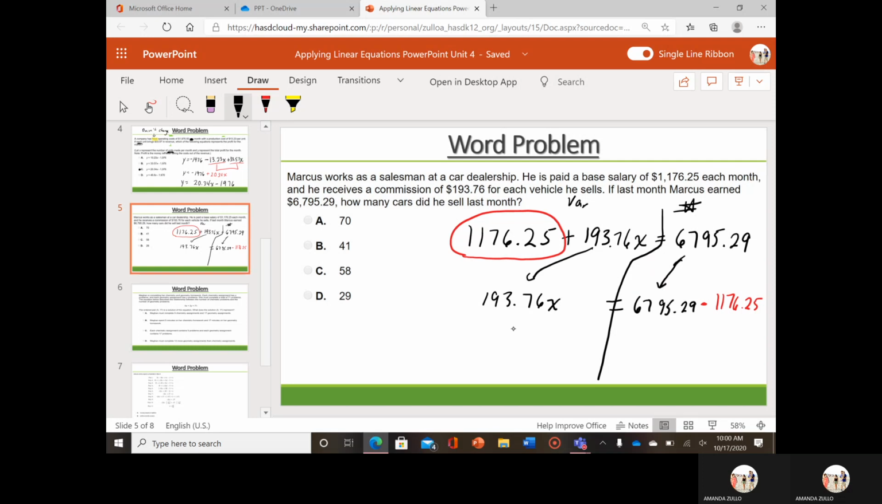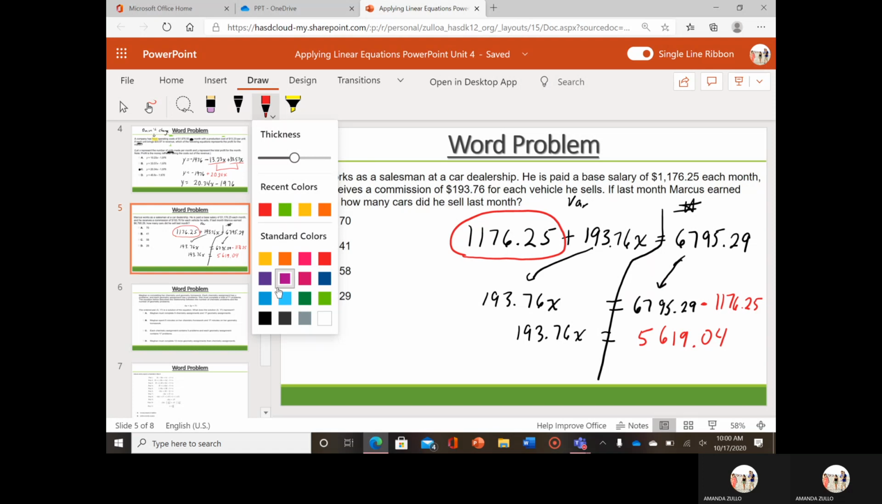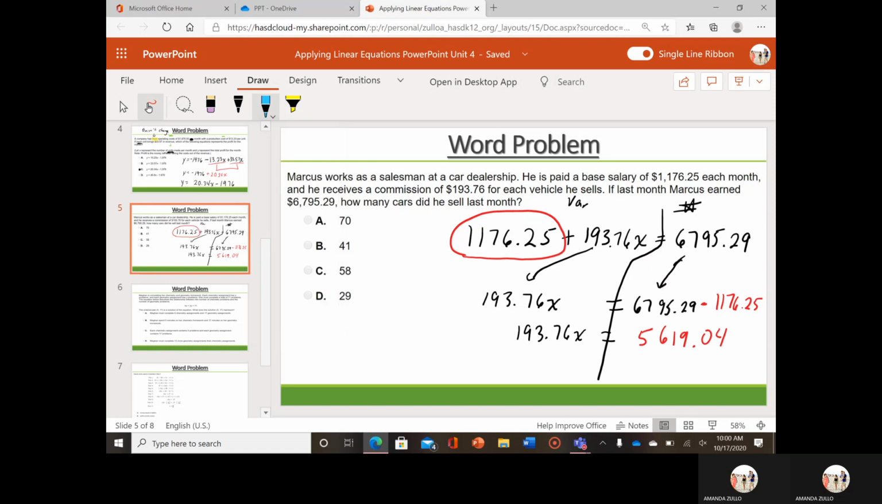Okay. So this next step, I'm just bringing down the amount. And then we're combining like terms on the right. So what you're doing is you're taking $6,795.29 and subtracting $1,176.25 from it. And when you do that, you get 5,619.04. The last thing that any of these word problems do is you divide by the number in front of X. That's the theme of what we were doing there.